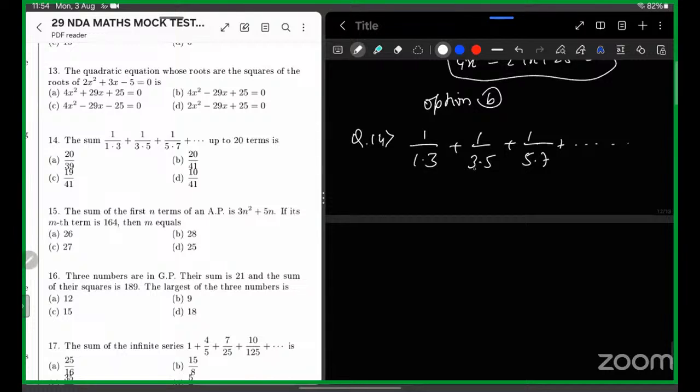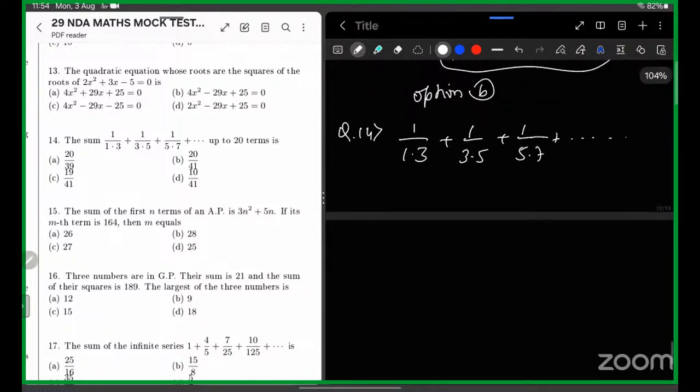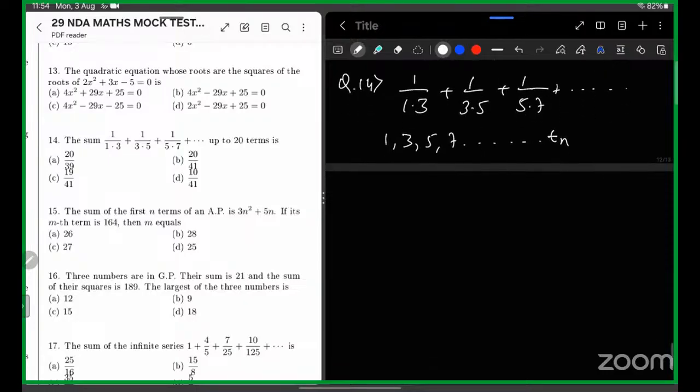This is 1, this is 3, 3, 5, 5, 7. Okay. So if you go through the AP 1, 3, 5, 7, dot, dot, dot, what is the nth term for this? You need to find it. Here Tn will be equal to 1 plus n minus 1 into the common difference of 2. That is equal to 1 plus 2n minus 2. So you are going to get 2n minus 1, right?